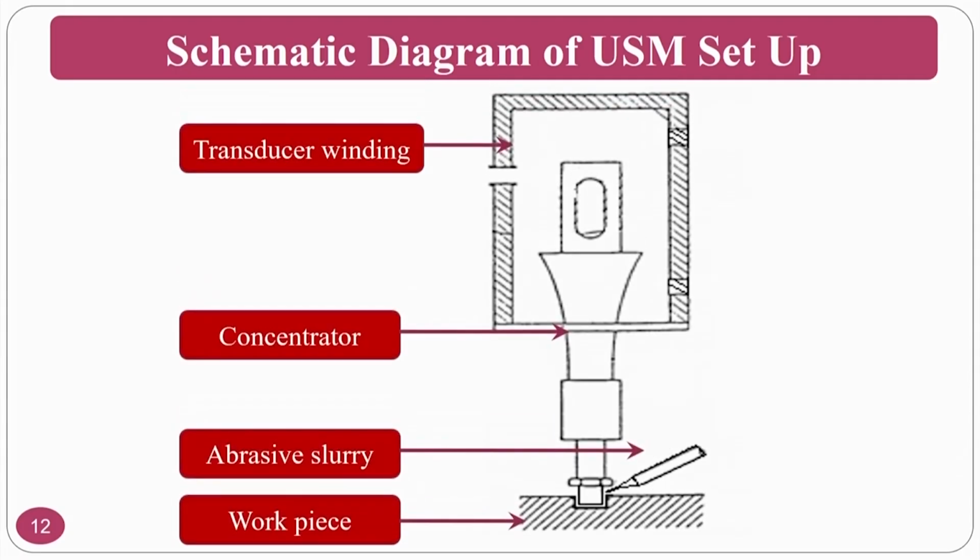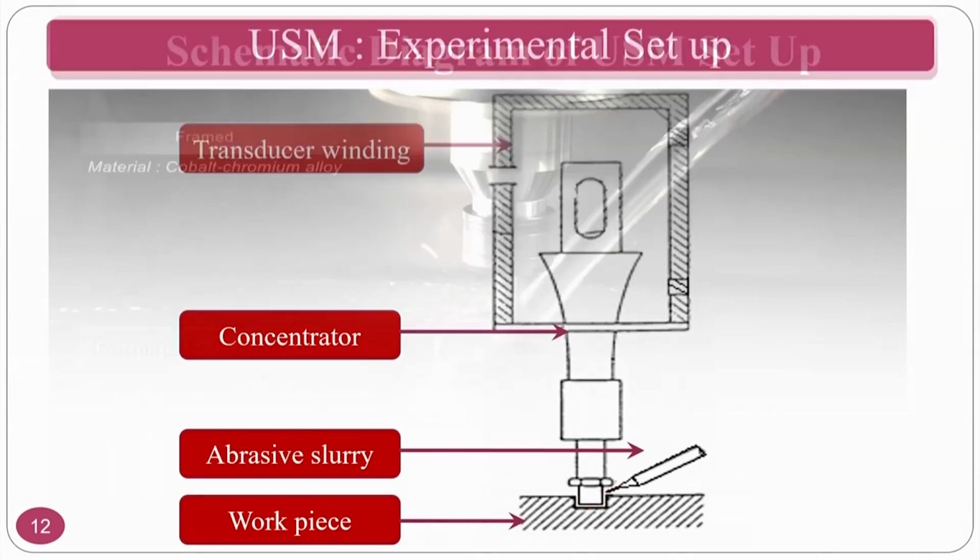Schematic diagram, as I was saying previously: this is a transducer winding, if you are going for magnetostrictive and other things. This is the connector and abrasive slurry. The abrasive slurry is fed between the workpiece and tool, and when this magnetostrictive winding is supplied, this transducer elongates and shrinks, because of which you will see in the next slides.